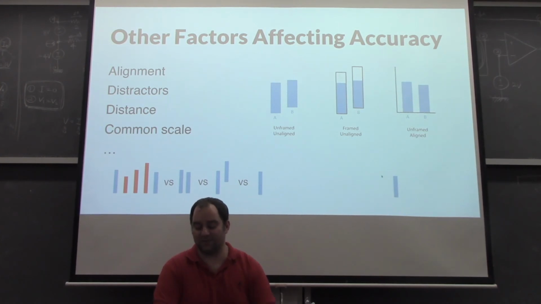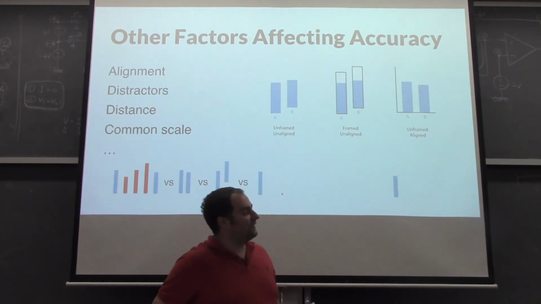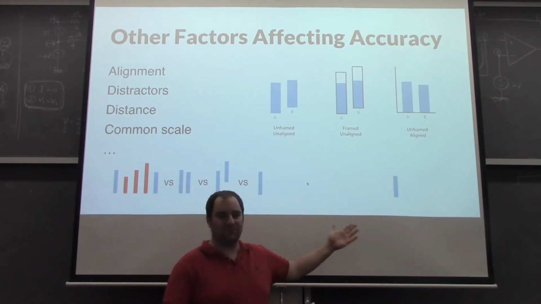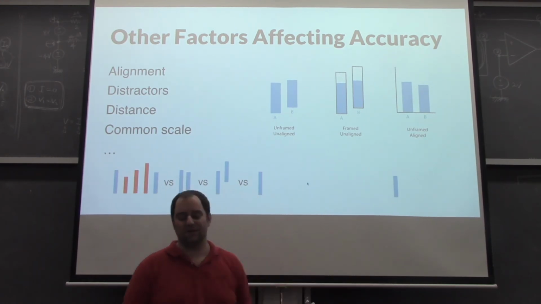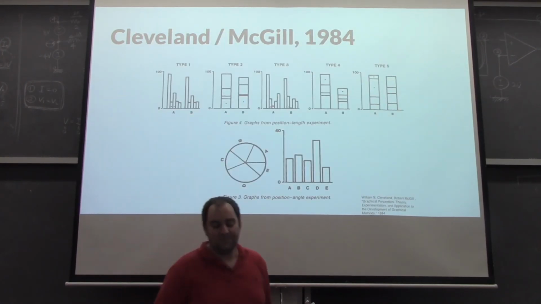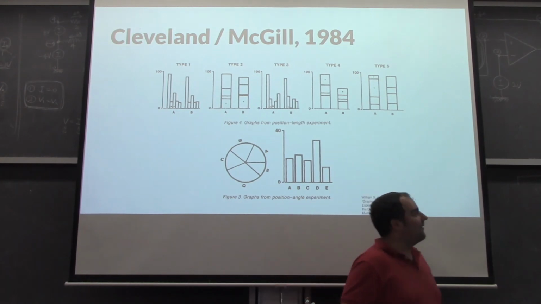Like here, these are actually of a different height, but even knowing that, it is hard for me to say which of those is the bigger one, right? Just because of the distance. So all of these things affect accuracy. There are many other factors. And then we're getting to this paper now.